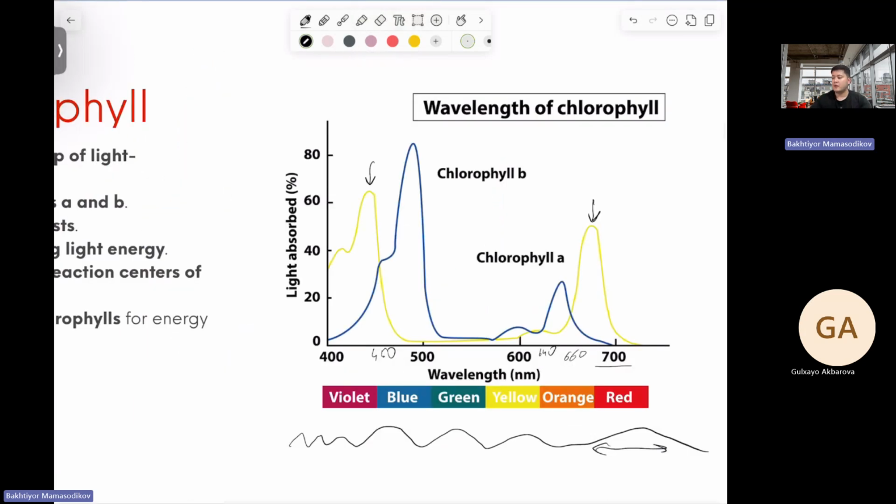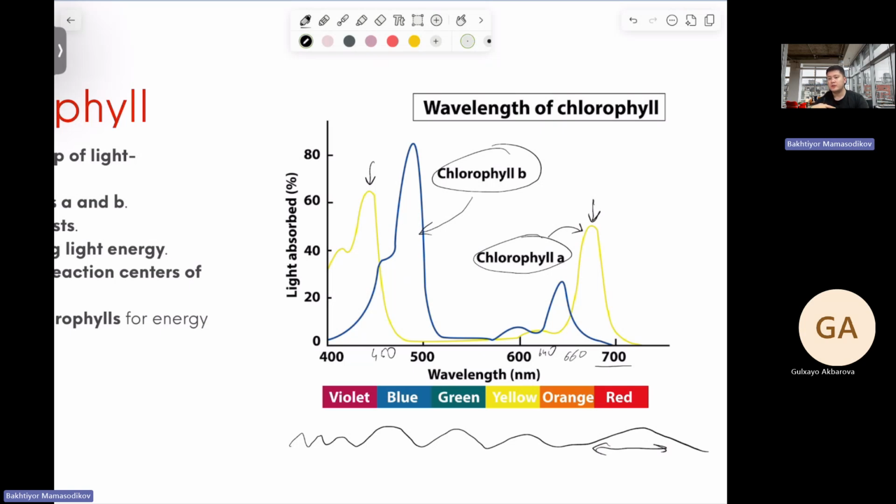Both chlorophylls, chlorophyll A, which is yellow in color, and chlorophyll B, which is bluish in color, absorb a little green and yellow light, okay? Which is why plants look green. Green light is reflected and not absorbed, okay? They're absorbing a little bit, which color?